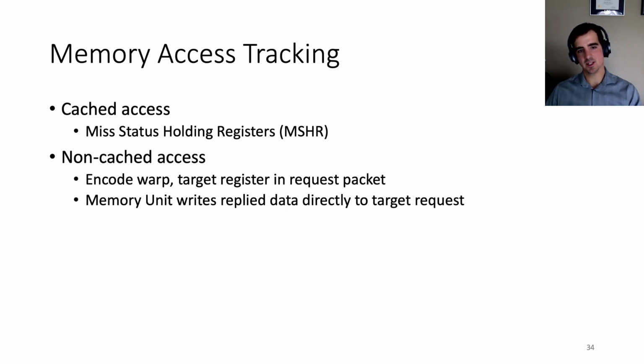If you're not caching the access, then you don't really have any MSHR. So what the simulator does is encode the warp and the target register in the packet that we send out. Essentially, you have a miss, you need to fill a particular register for a particular warp. That information will get encoded in the request that gets sent out over the memory system. When it goes to the memory unit and finally gets the data back, when it replies, it knows what warp and what target register this should be filled in, fills the register, and then frees it from the scoreboard.